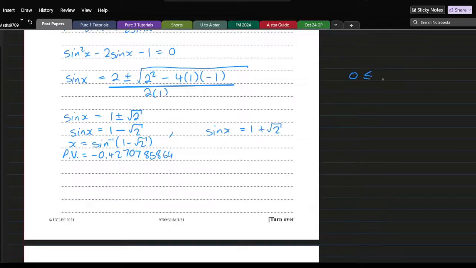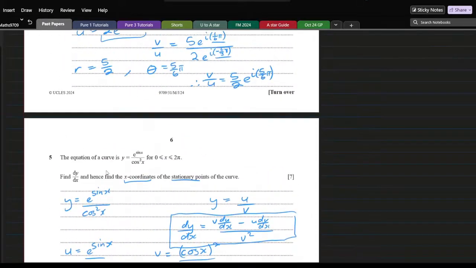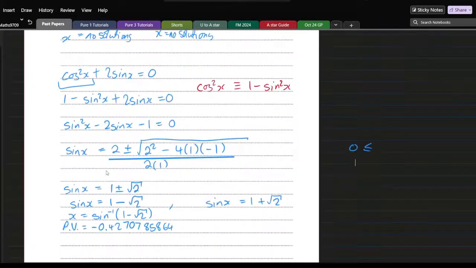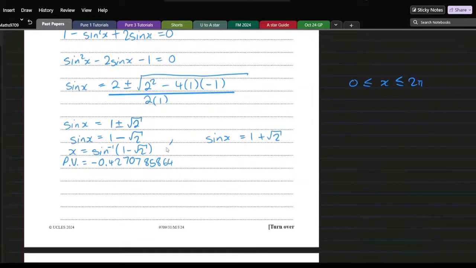Alright, our interval, x should be between, yes, so it's including our limits. X should be between 0 and 2 pi inclusive. So we need to find all the possible solutions for that interval. We can use the formula PV times -1 to the n plus pi times n. So we can start at n is equal to 1.